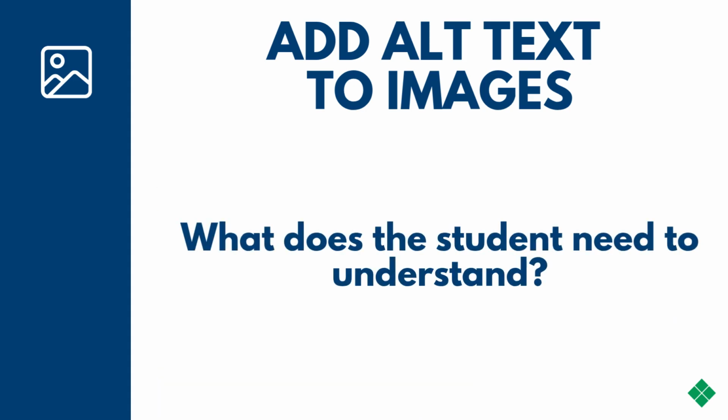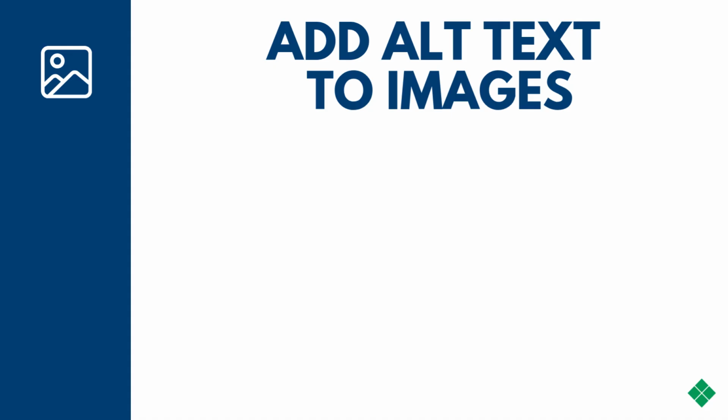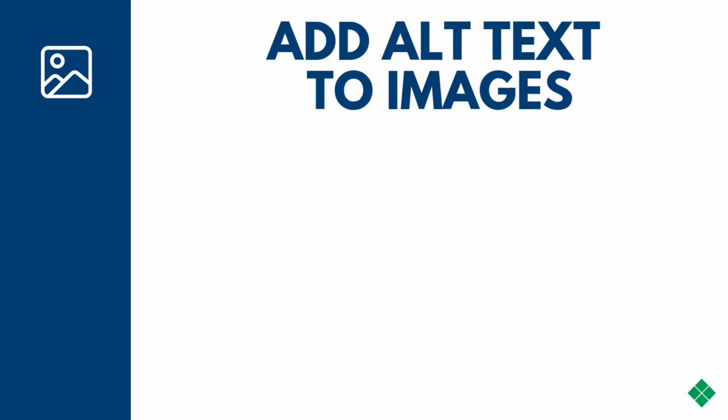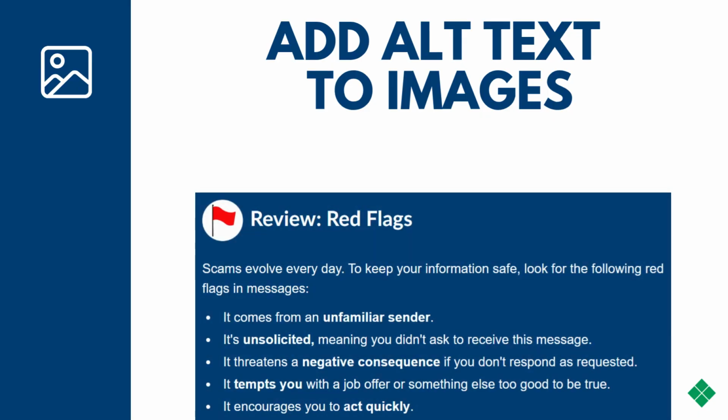You do not need to describe every detail. Focus on what is relevant. Not every image needs alt text. If an image is purely decorative, you can mark it as decorative so the screen reader skips it. This prevents redundant information. For example, if a heading already says red flags, a generic red flag icon next to it does not need to be described again.